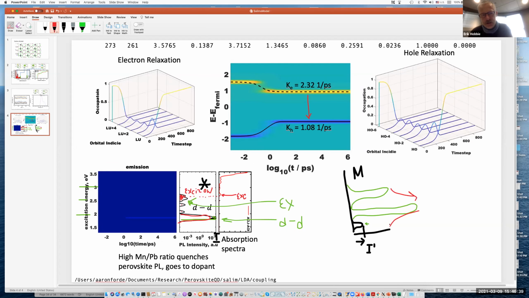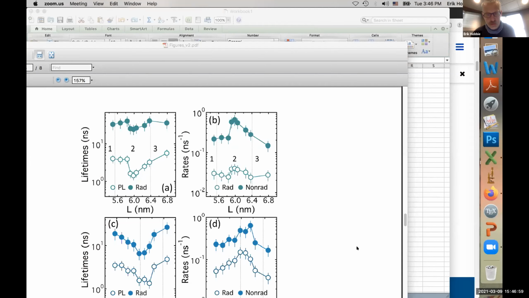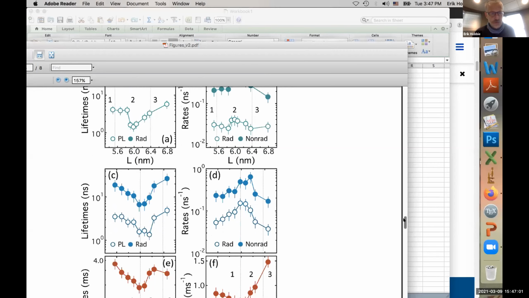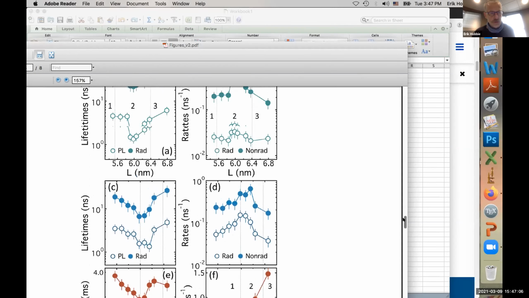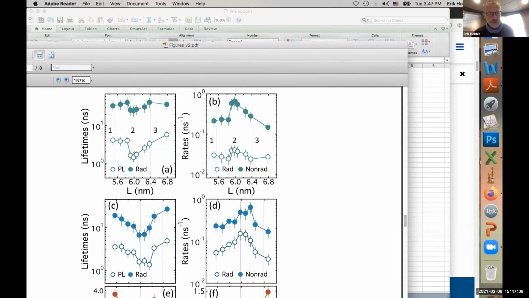So I'd be curious about these excitonic rates, these rate constants. What do they do as you increase the number of dopants per molecule? I'm not expecting that we'll be able to reproduce these trends exactly, but what I would be looking for is some kind of change in rate constant associated with the exciton.